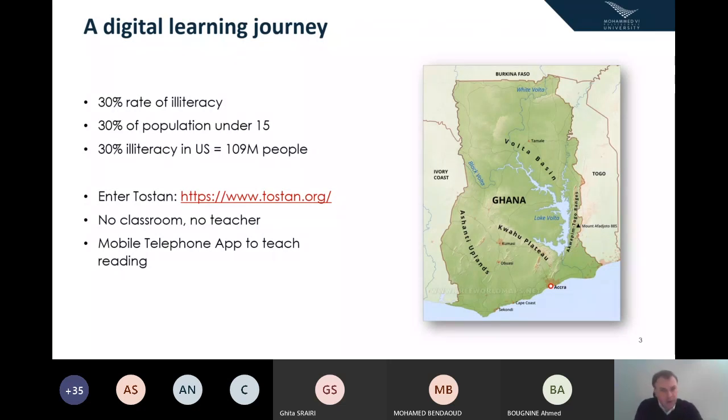As a result, a significant proportion of the population, nearly 30%, suffers from illiteracy. In a country where nearly 30% of the population is also younger than 15, this is a potentially paralysing fact of life. Just to put this into perspective for a moment, a 30% illiteracy rate in the United States would occur if the residents of the entire western region of the country, 109 million people, were unable to read.